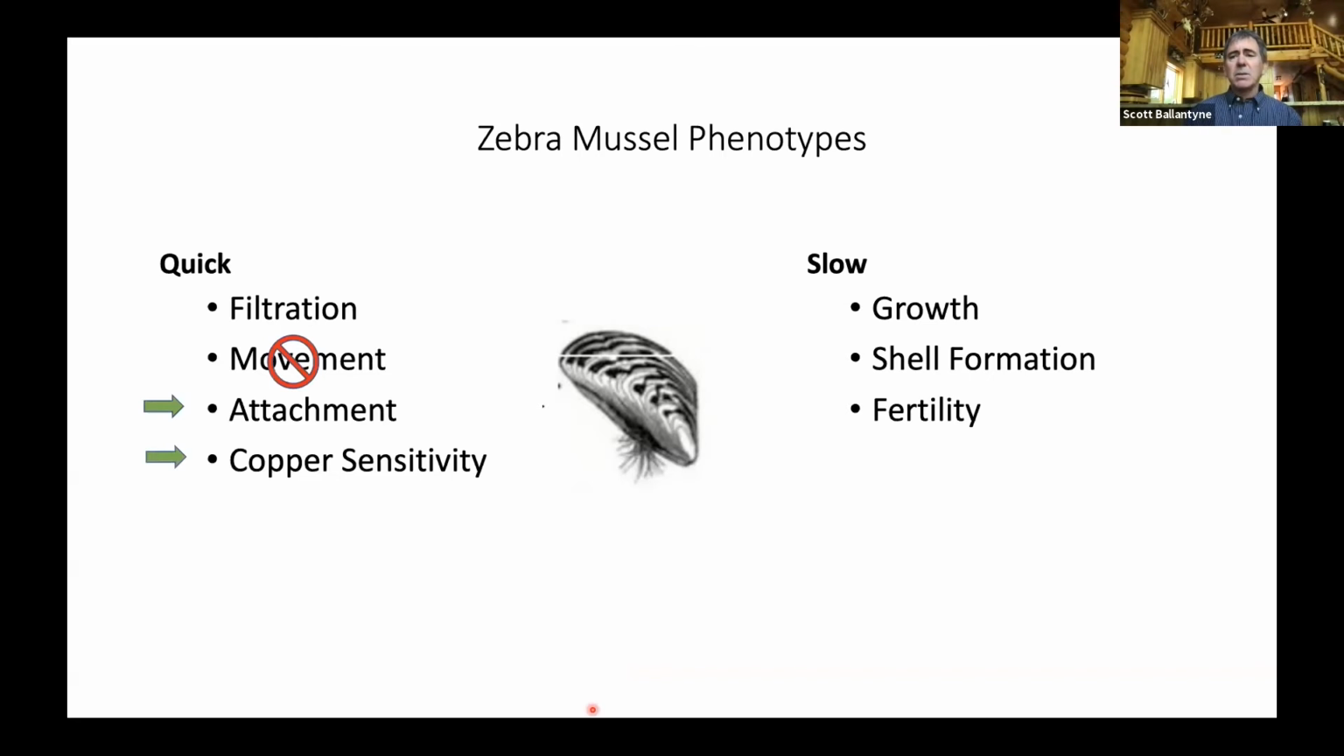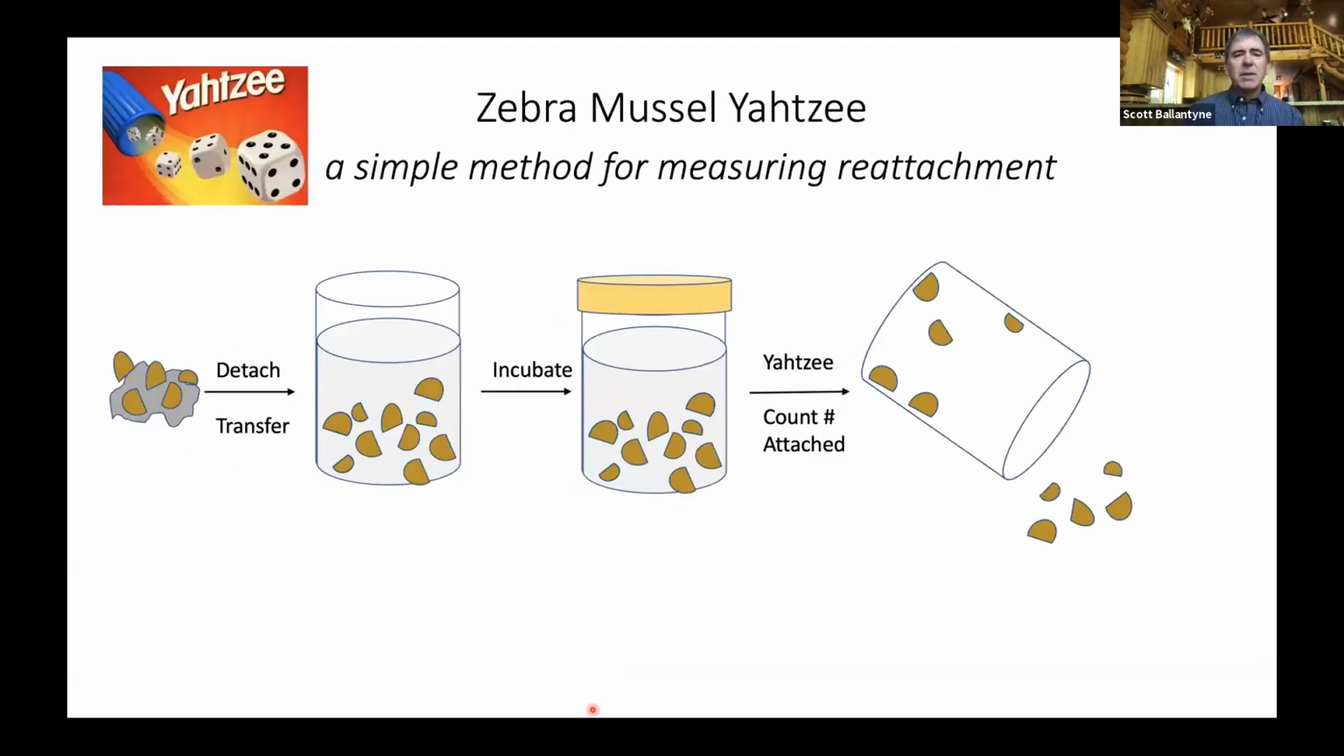Attachment is really important. Zebra mussels need to attach to their substrate in order to feed and to breed. So I came up with a rather simple test for attachment, and technically it's reattachment, that I made this graphic to describe. I jokingly call it zebra mussel Yahtzee. And the basic idea is you take mussels off their native substrate, in this case a rock, and you drop them into a jar that has water.